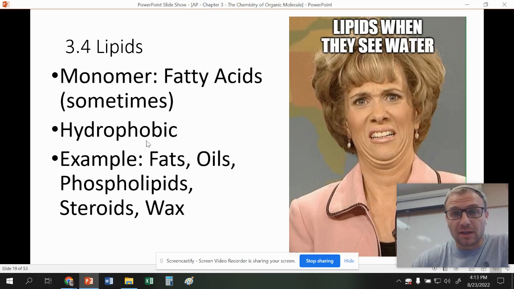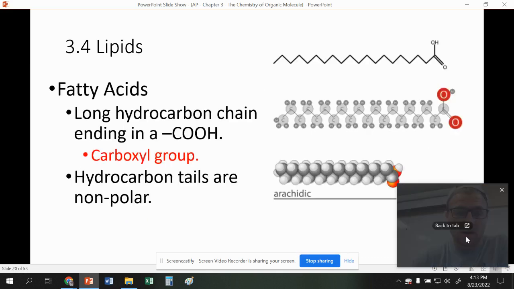They're all hydrophobic. Let's talk about what that means. Hydro meaning water, phobic meaning you can think of scared of, but it pushes away on water. It does not like water. These lipids just do not mix with water. Examples of a lipid are fats, oils, phospholipids, steroids, and waxes. And I like this meme, lipids when they see water. Yeah, lipids do not like water.